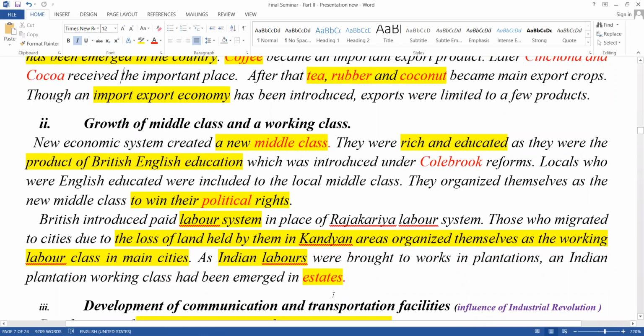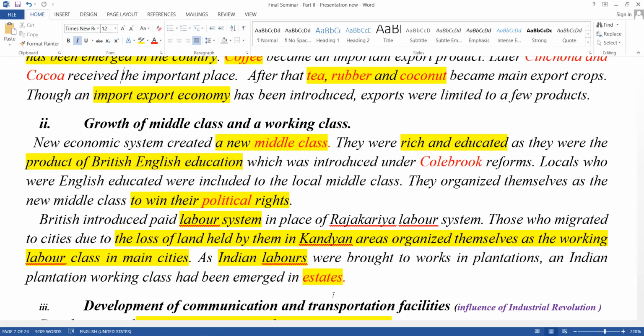Okay. Growth of the middle class and working class, social changes. If they ask you to write 2 social changes, growth of the middle class and birth of the working class, you write them separately. Separately write. Okay, 2 headings, 2 social changes.